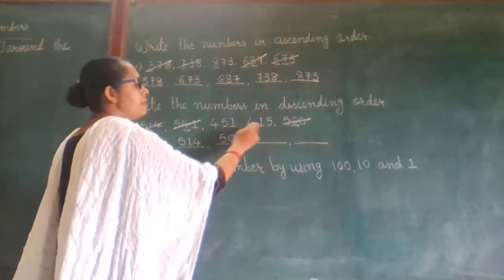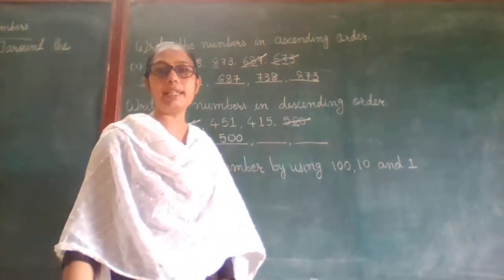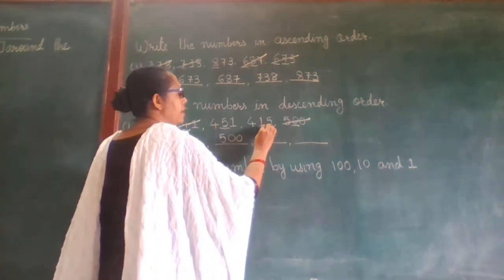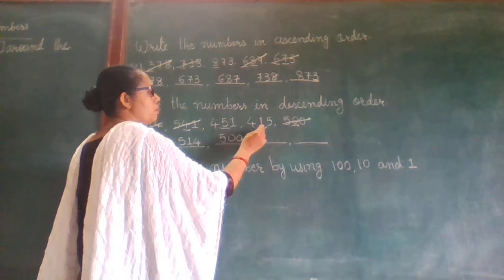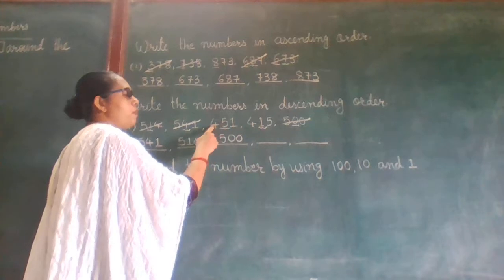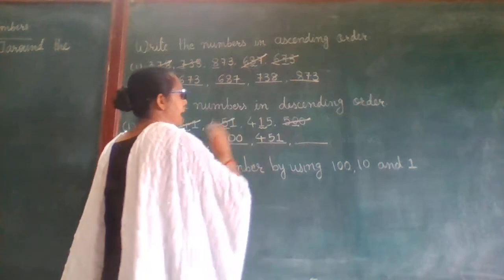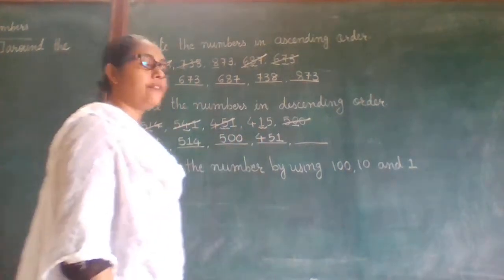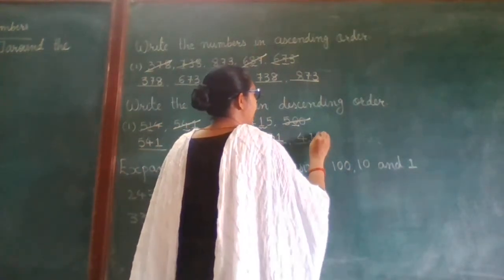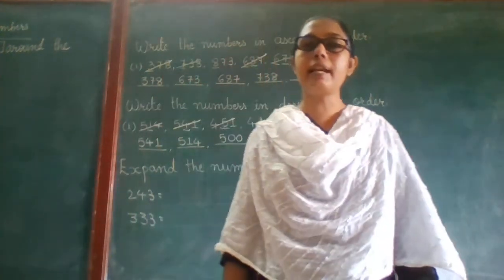Now we compare these two numbers. See, both have 4 on their hundreds place. So we check their tens place. Here we have 5 and here 1. So between these two numbers, 5 and 1, which one is greater? 5 is greater. So 451 is greater. We write it here. And at last we have 415. It is the smallest number. So we write it here. So this is called arrange the numbers in descending order.